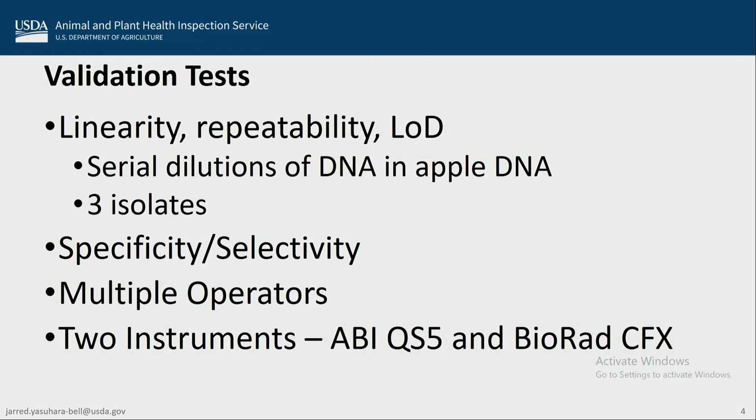So I ran a battery of validation testing. I looked at linearity, repeatability, determined the limit of detection. For this, I used serial dilutions of the mali DNA in apple DNA, and I used 3 different isolates of mali. I did a specificity and selectivity screen. I also incorporated multiple operators to look at precision, and then I also tested it on 2 instruments, the ABI QuantStudio 5, which is our primary instrument, and then also the Bio-Rad CFX.